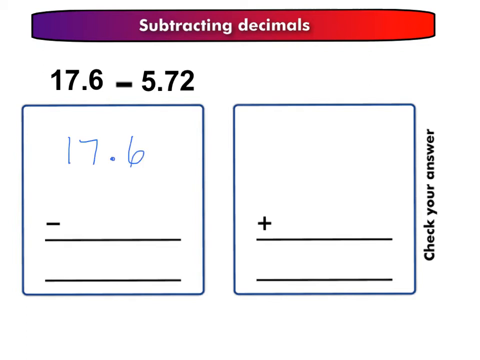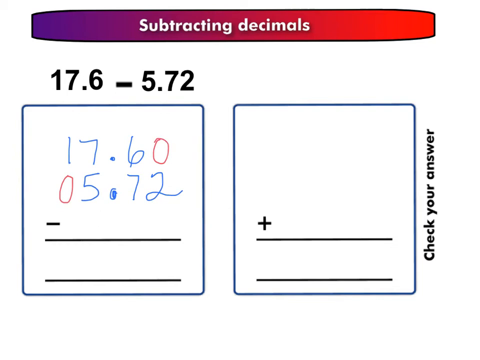17.6. Again, line up the decimals. The 5 is in the ones place. The 7 is in the tenths. The 2 is in the hundredths. Again, go ahead and put zeros to fill in the place values because you're actually adding or subtracting place values.